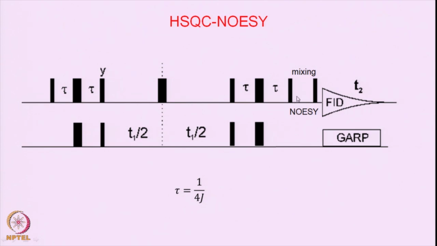So at this point, therefore, I have the magnetization of the proton, but now this is along the z axis. When I apply the 90° pulse here, I put the magnetization along the z axis. So now during this time period, this is a mixing time. During this mixing time, I have relay of magnetization from a particular proton to another proton which is close by in space, and this happens through the dipolar coupling. Therefore, this is a NOESY mixing.